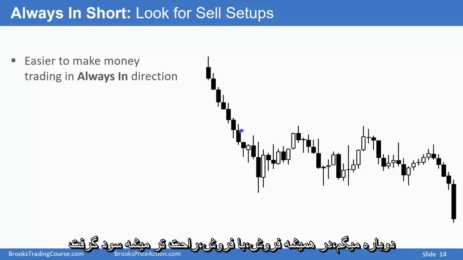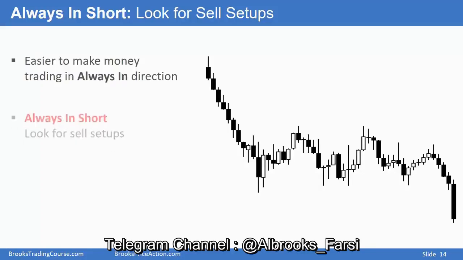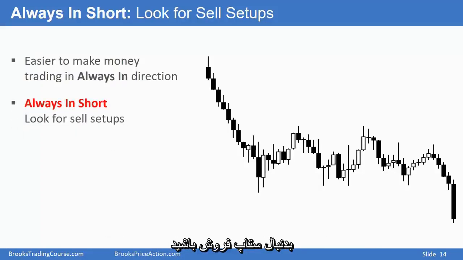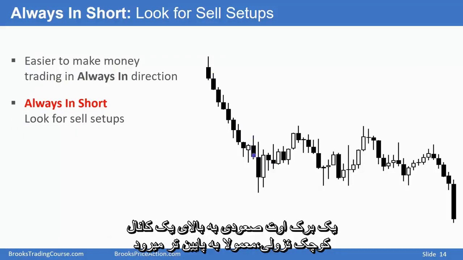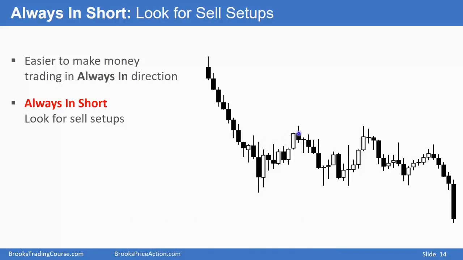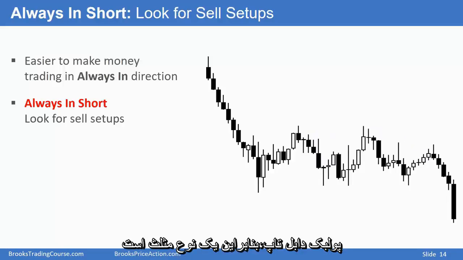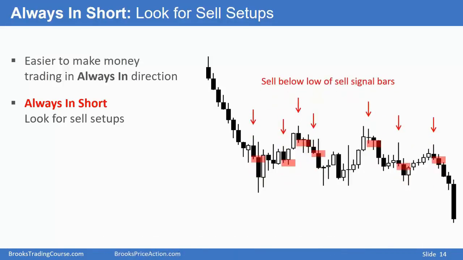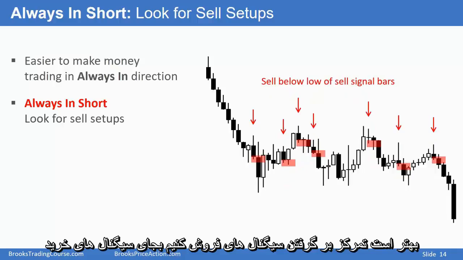Again, always in short, easier to make money as a bear. Look for sell setups. A bull breakout of a bear micro channel, usually it's going lower. A double top bear flag or a wedge bear flag going lower. Double top bear flag, double top pullback, so a type of a triangle. It's better to focus on taking the sell signals rather than the buy signals.